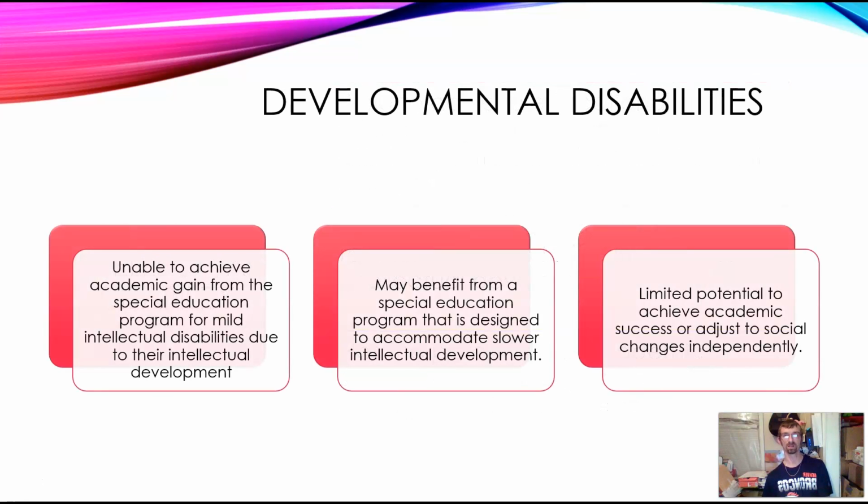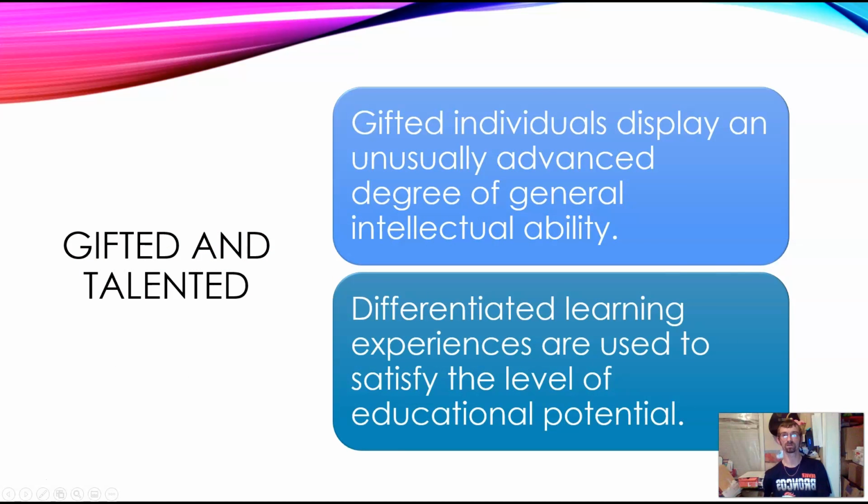There's developmental. These students may benefit from a special education program that is more designed to accommodate slower intellectual development. Students who struggle to achieve academic gain from the special education program for the mild intellectual disabilities would move over to the other program. They display a limited potential for academic achievement and may have a hard time adjusting independently to the social changes.